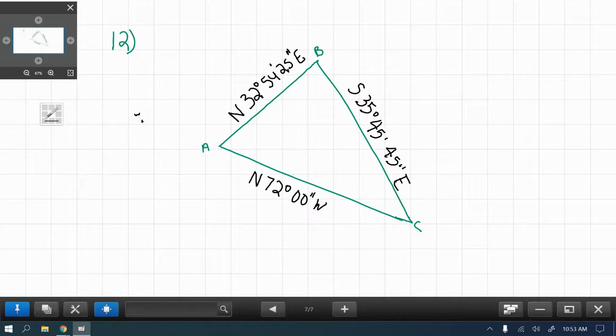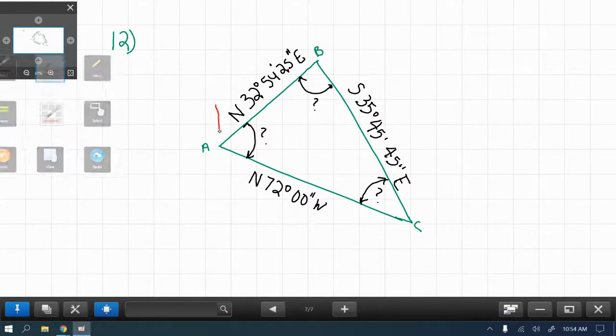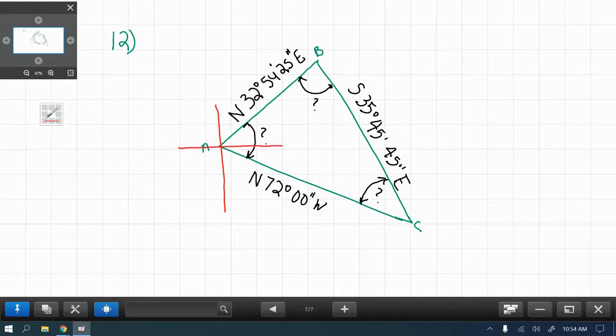All right, so I'm looking for A, B, and C. I want to know this angle, this angle, this angle. So again, I'm going to go ahead and do my north, south, east, west. So I'm going to do A. So it kind of looks like this. North, south, east, west. Quadrant 1, 2, 3, 4. What quadrant is C to A in? C to A. Quadrant 2.